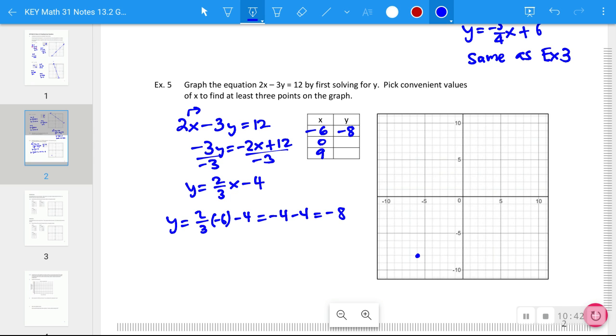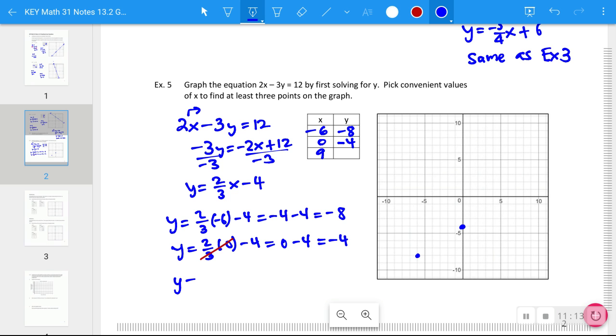All right, the next one we're going to plug in is 0. That's a very convenient one. 2/3 times 0 minus 4. And in this case, this whole front part disappears because 0 times 2/3 is just, I'm sorry, it's just 0. And 0 minus 4 would give -4. So it hits at 0, -4.